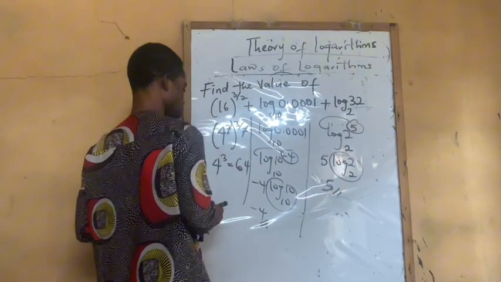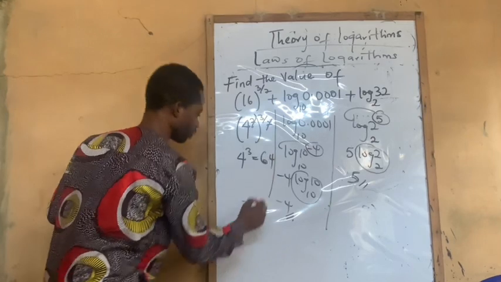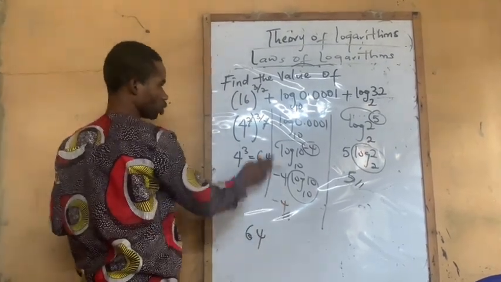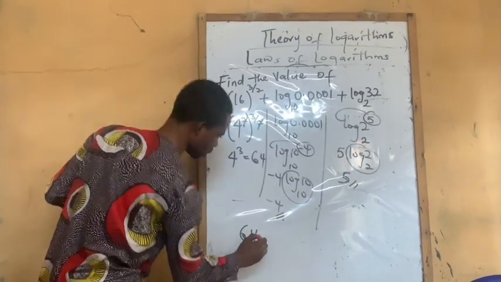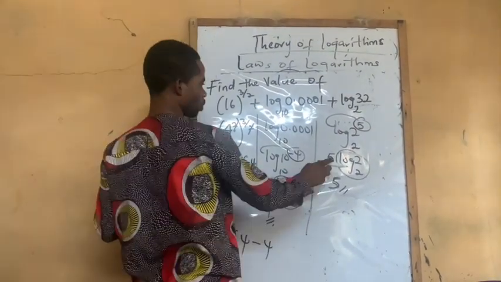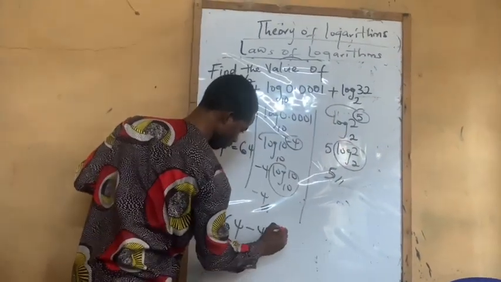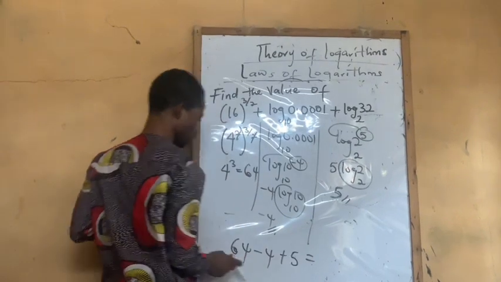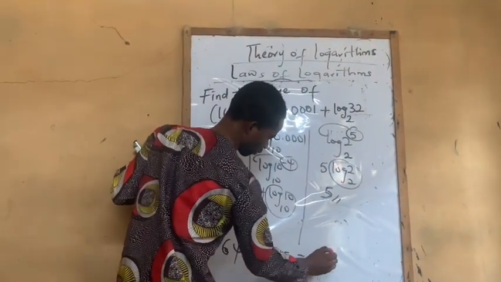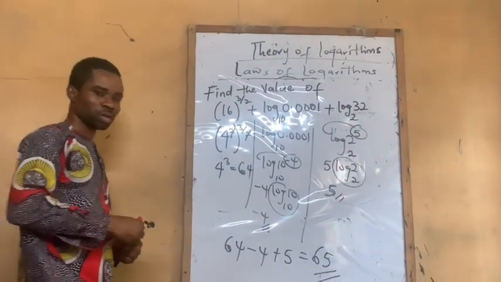That is 5. So that means our answer is: the first one got 64. The second one got minus 11. No, this plus here, plus times minus is minus 4. Sorry, it's minus 4. And the last one got 5. Plus 5. Now 64 minus y is 60, and 60 plus y is 65. Now the next one.